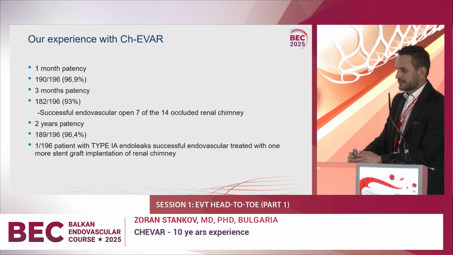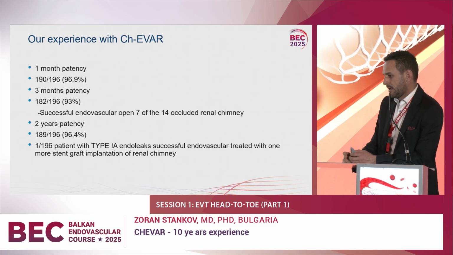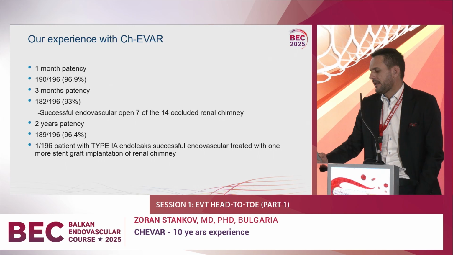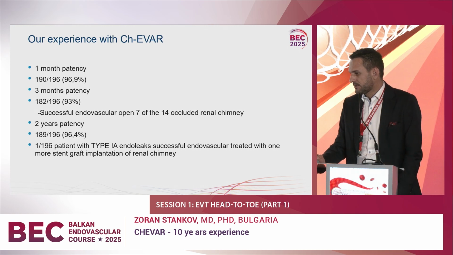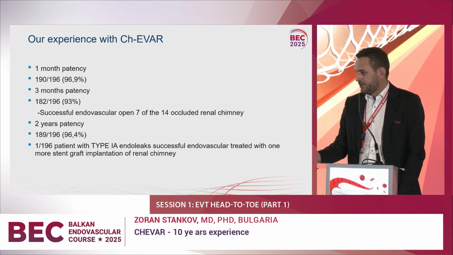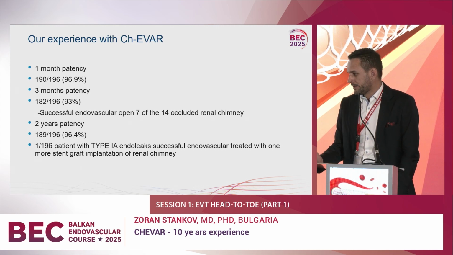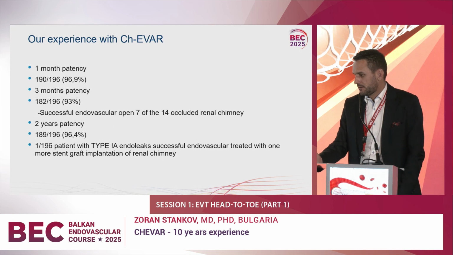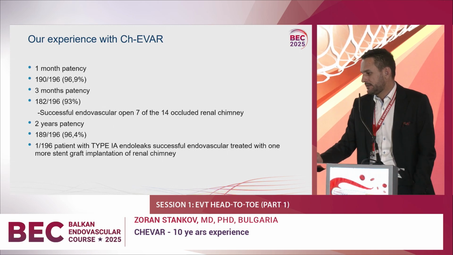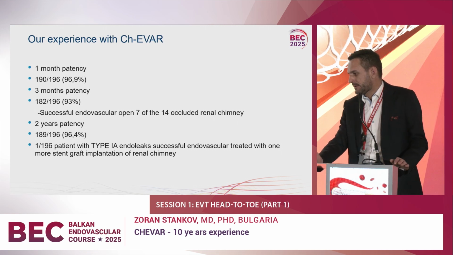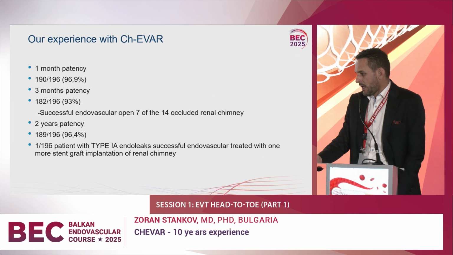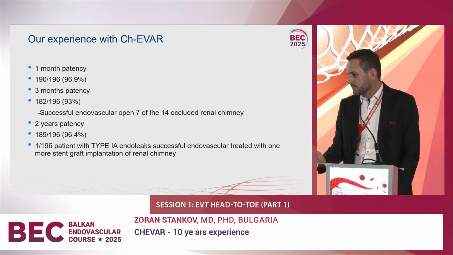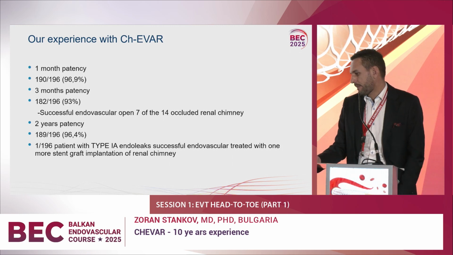This is the primary result on the patency of the chimneys. In the first month, we have 97% patency, and at 3 months it is reduced, with 4% occluded chimneys, but we successfully recanalized half of the occluded renal chimneys endovascularly, and the 2-year patency of the chimneys is 96%. In one patient with type 1 endoleak, we successfully treated endovascularly with one more stent graft implantation in the renal chimney. This is the only patient with a 2-year type 1A endoleak.